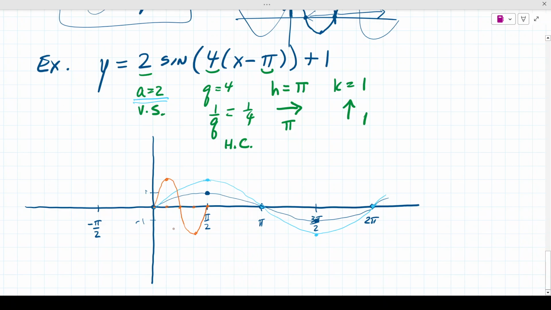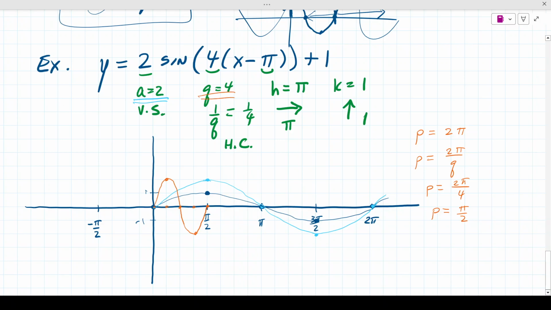Look at how that period has changed dramatically, right? The period used to be 2 pi. But the formula for the period, which we got before, is 2 pi over q, and my q is 4. So my period has become 2 pi over 4, which is pi over 2. And here it is. We can see it lands on pi over 2. My period has shrunk. That's the horizontal compression factor.